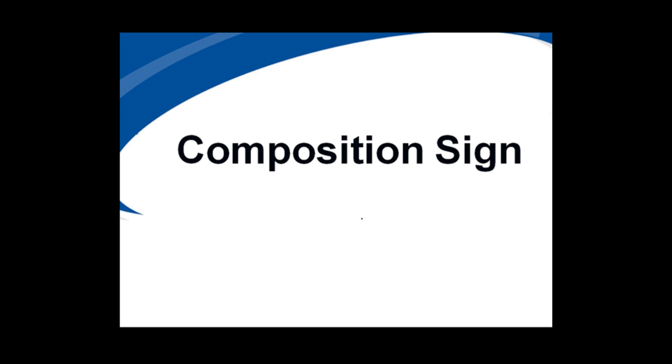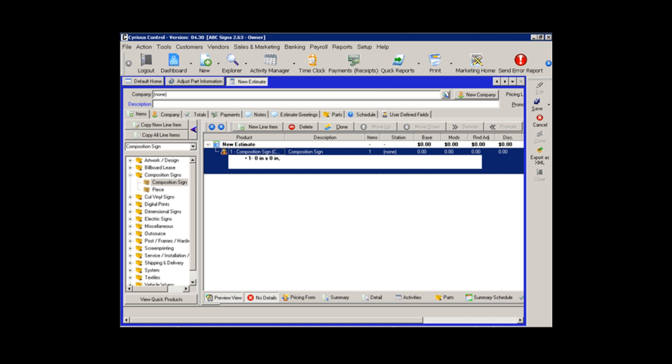In this video, I would like to discuss the composition sign product. The composition sign product is used for such things as interior architecture and ADA signage. If we're inside Control within an estimate, in our list of products you'll see composition signs. The one you want to start with is the composition sign product.